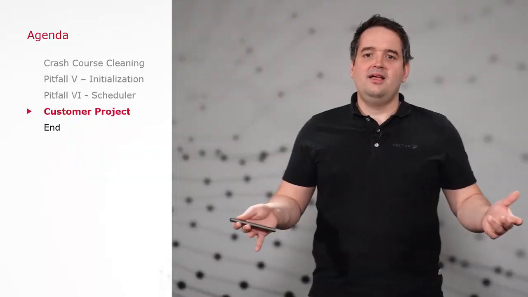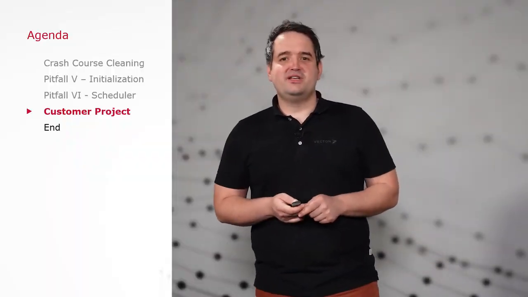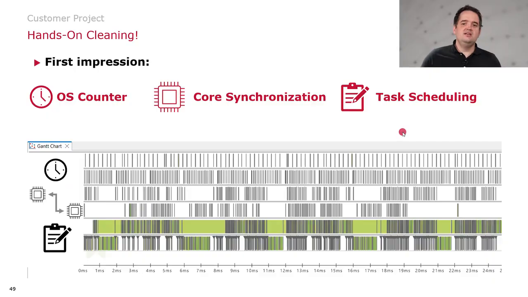So, as the end of the presentation, I would like to bring you a customer project. Here we did a really hands-on cleaning. The first impression was we are seeing the OS counter interrupts in here. We see some core synchronization done in here. And below I brought 2 tasks where you see the scheduling is pretty dense, and we try to activate those tasks very often. Let's start by cleaning it systematically.